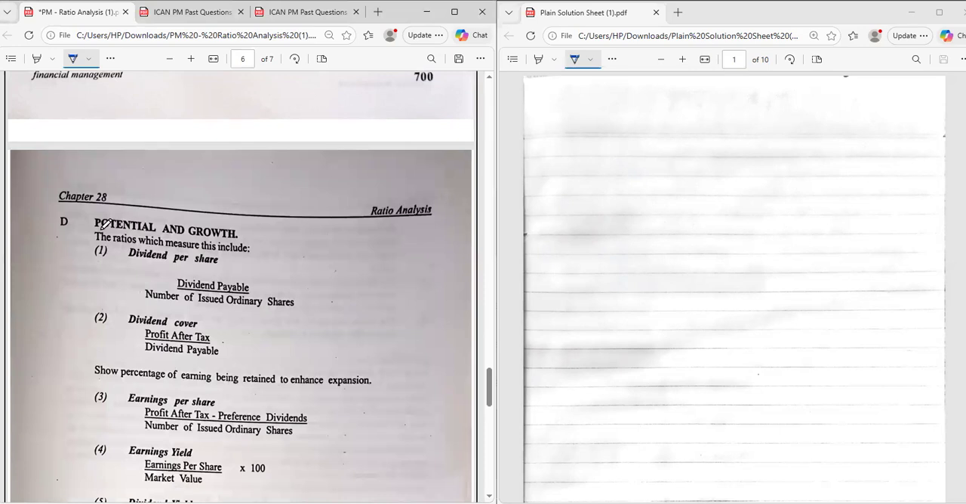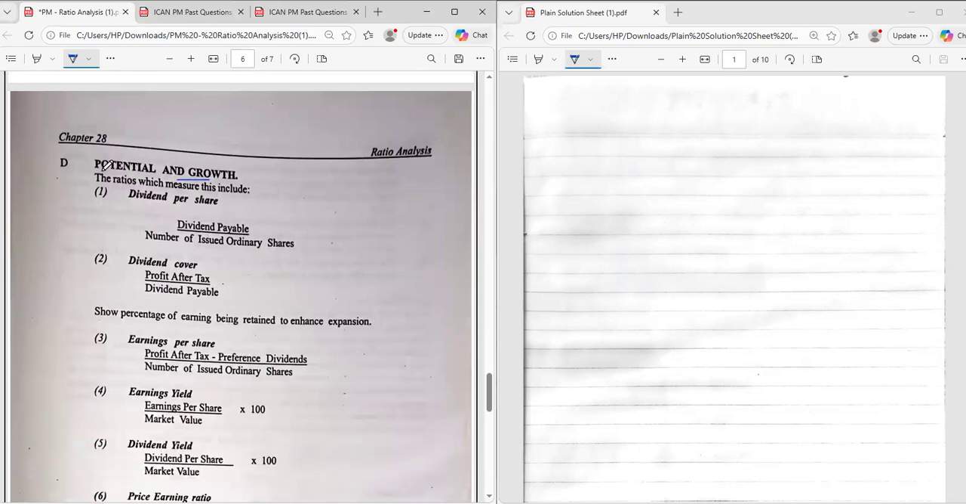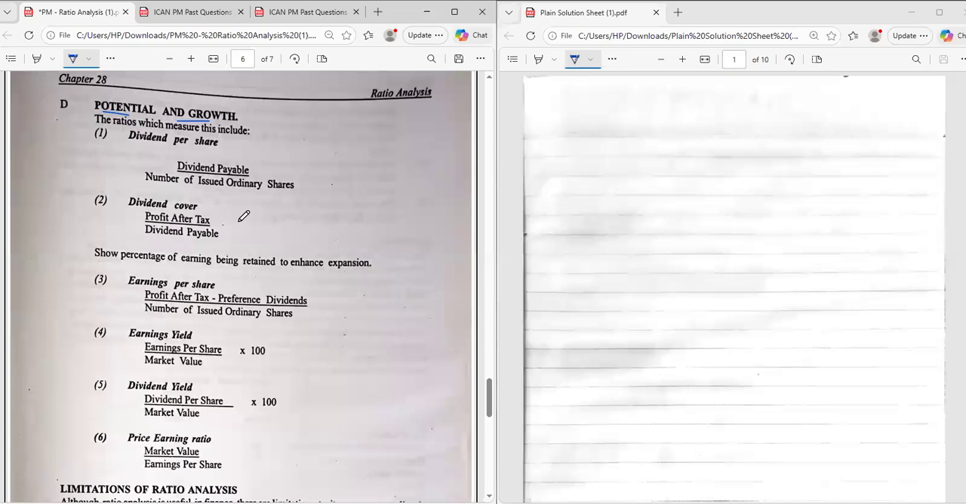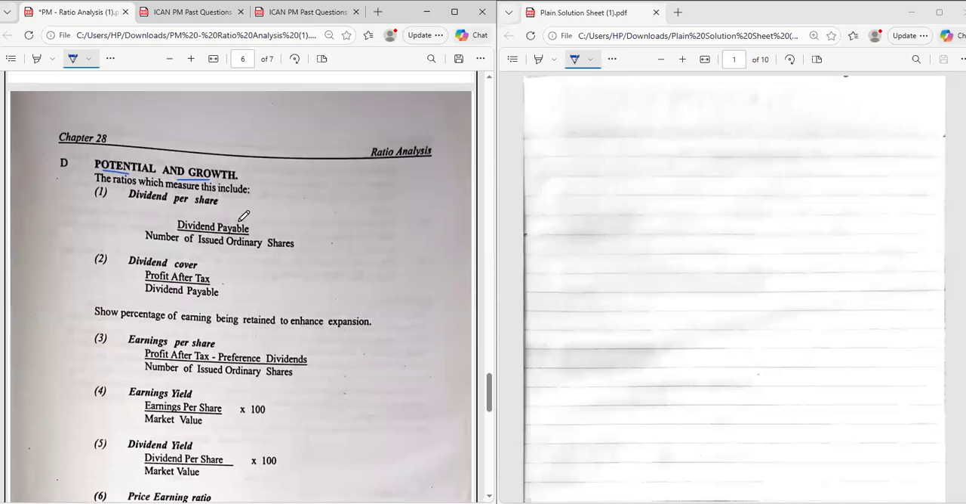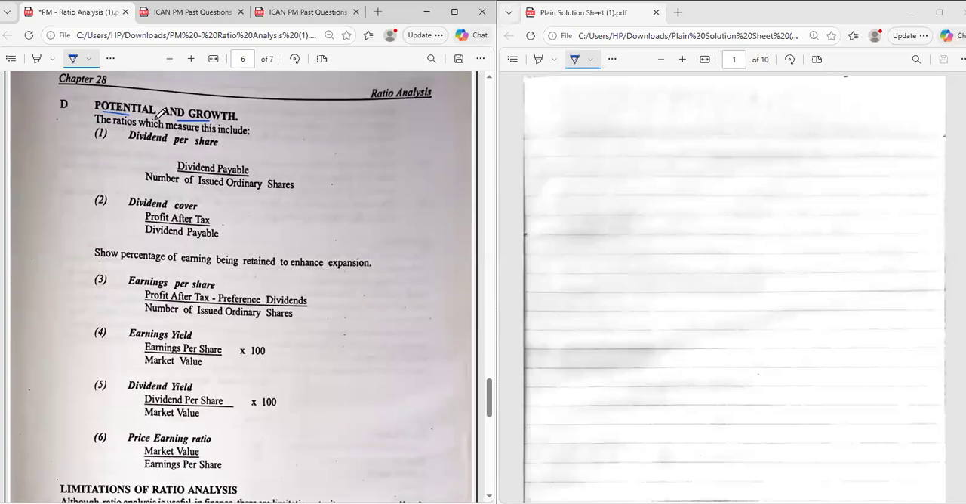The next one is potential and growth ratio. All right, potential and growth ratio. SFM students, marry these ratios. When we are doing business valuation, or if you are watching my business valuation video, you will see most of these formulas that we use there for business valuation. So please take note of this, SFM students.